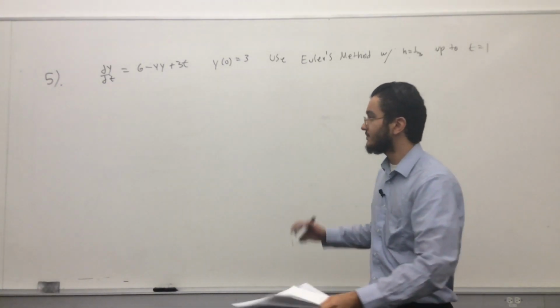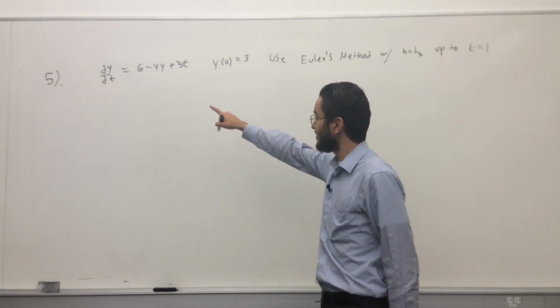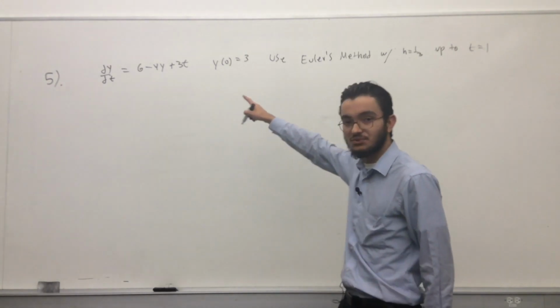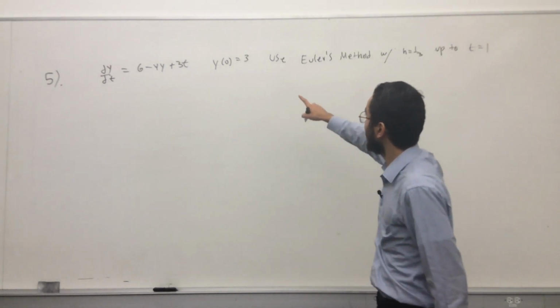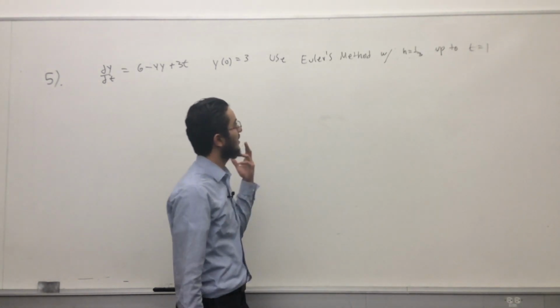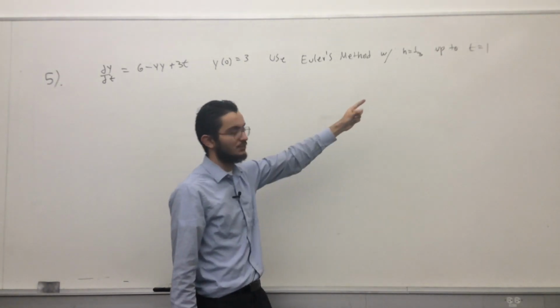All right. So for question 5, we're going to consider the differential equation dy over dt equals 6 minus 4y plus 3t. We got an initial condition, y of 0 equals 3. And we're going to use Euler's method to approximate a solution to this differential equation with a step size of h equals 1/3. And we're going to do that up to t equals 1.